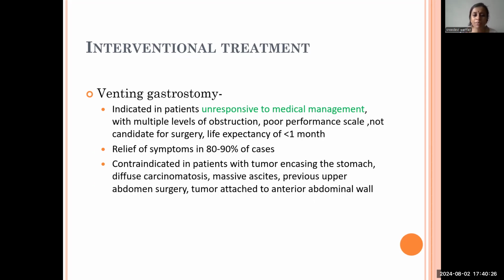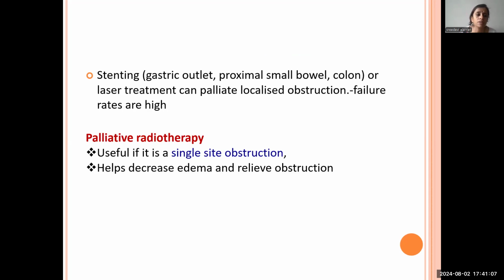Again, about interventions, I'm not reading the whole stuff, but I'll just touch upon that because sometimes we ask ourselves, should we do something more? Another option is venting gastrostomy. Generally, it is indicated for patients who are unresponsive to medical management. But again, it is dependent on the performance status, and how bad the adhesions are, how bad the obstruction, the site of the tumor, how diffuse the carcinomatosis process is, whether they have ascites. With ascites, again, we can't do this venting gastrostomy. So this is again depending on various factors.